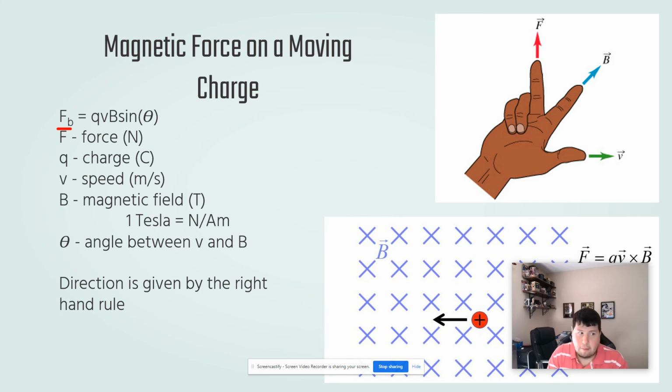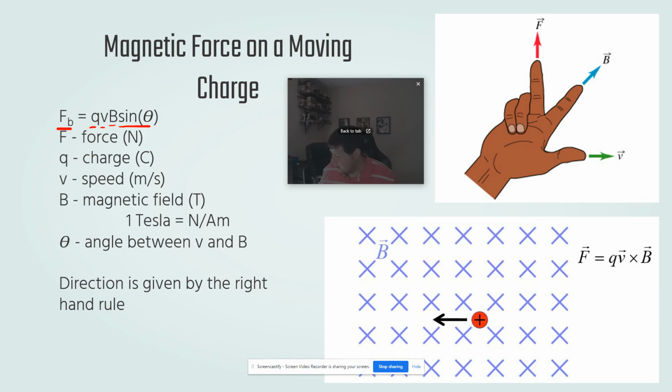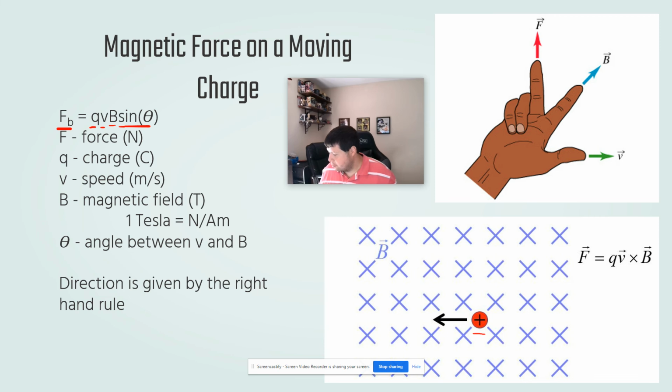So the force from a magnet is equal to QVB sine theta. What does this mean? F, of course, is force measured in newtons. Q, as we've seen before, is charge in coulombs. And V here is the speed of your particle. So if you have some charge, here's my proton, it's the speed of this proton going through that magnetic field that matters for this force.